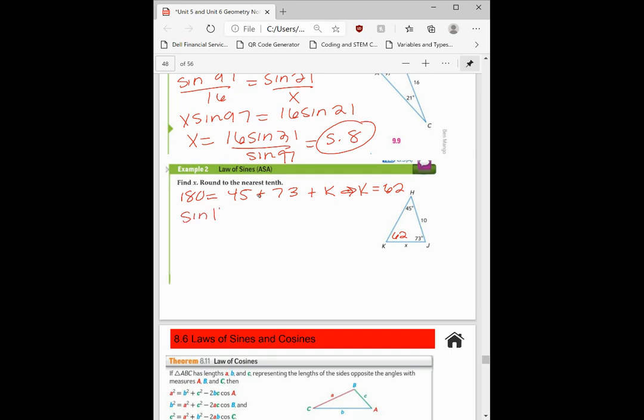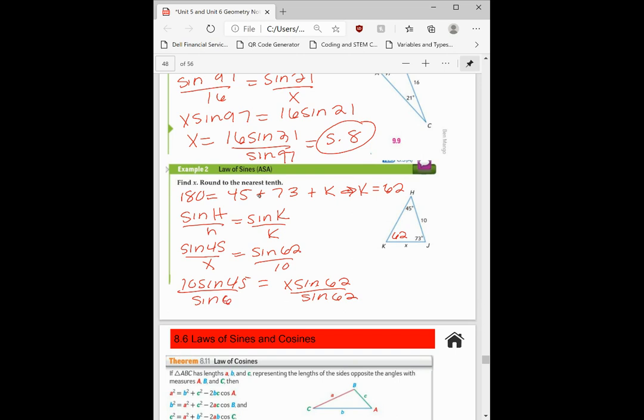So I'm going to do sine of H over h is equal to sine of K over k. Well, sine of 45 over x is equal to sine of 62 over 10. So if I cross multiply, I get 10 sine 45 equals x sine 62. And if I divide each side by sine 62, I get x is equal to 10 sine 45 over sine 62. And if I plug that into my calculator, I get 8. So x is equal to 8.